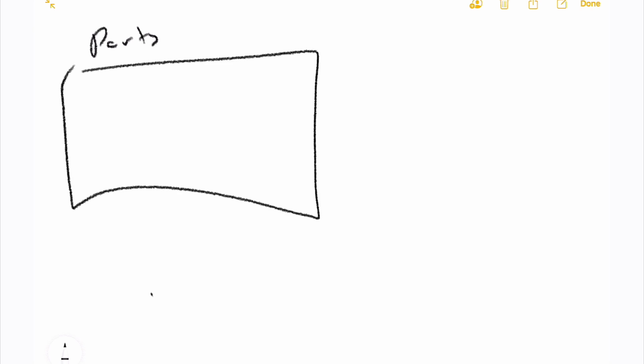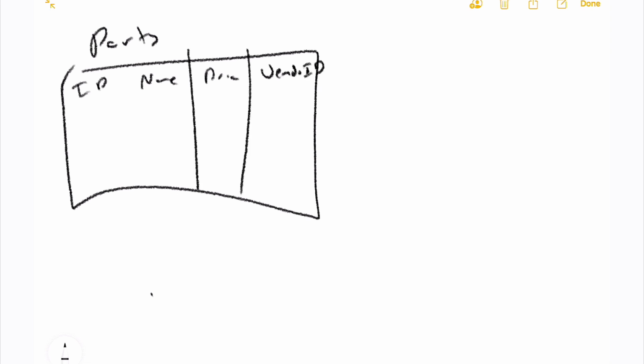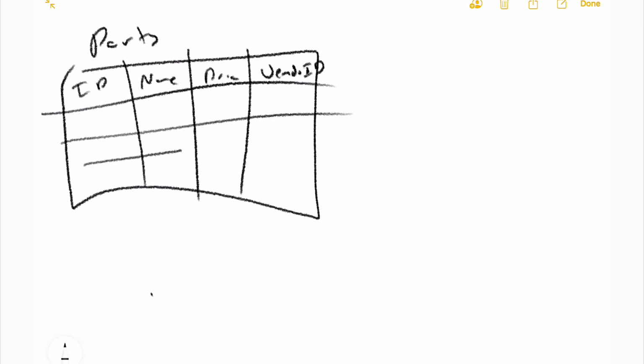The first table we will be dealing with is the parts table, right? So we have a parts table. Within the parts table, we are going to have a part ID. We are going to have a part name. We are going to have a part price. And then the important one is we are going to have a vendor ID, right? And so those are going to be the columns that we will be dealing with. Within those columns will be numerous different records.